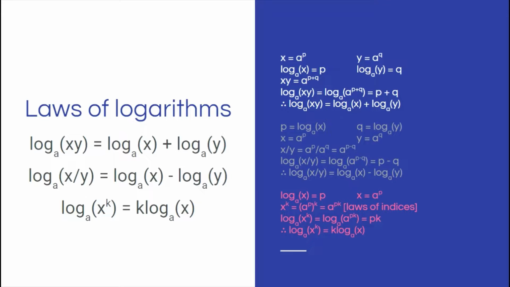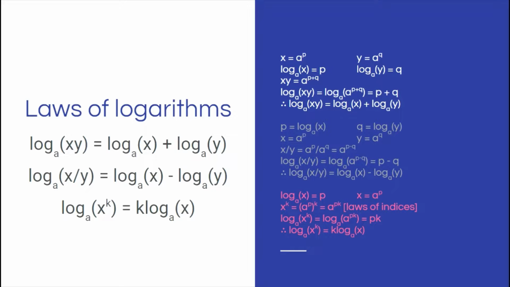If we do the same thing here, setting x to be equal to a to the power of p, and y to be equal to a to the power of q, we can then say that x divided by y is a to the power of p divided by a to the power of q, and is therefore equal to a to the power of p minus q using laws of indices. Then log to the base a of x over y is the same as log to the base a of a to the power of p minus q, which simplifies to p minus q.